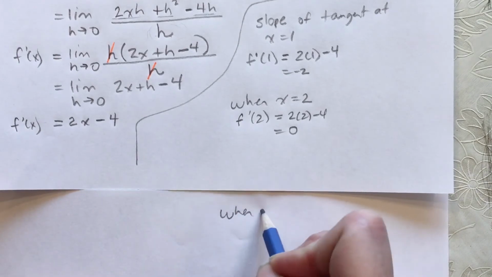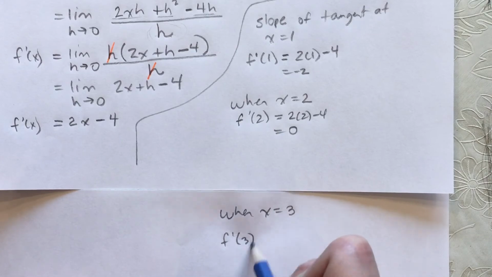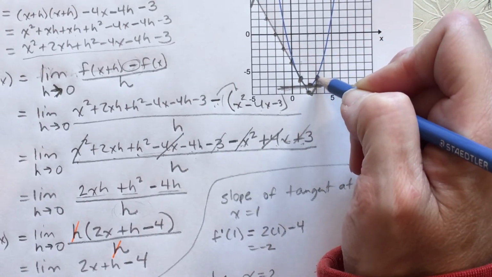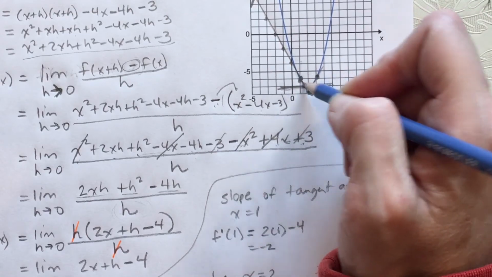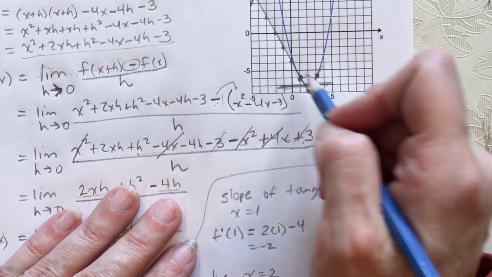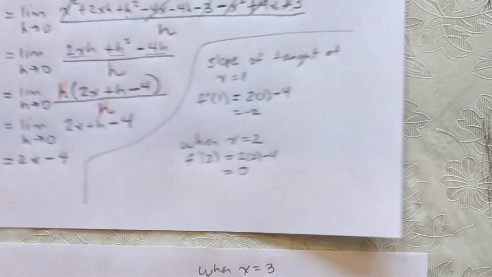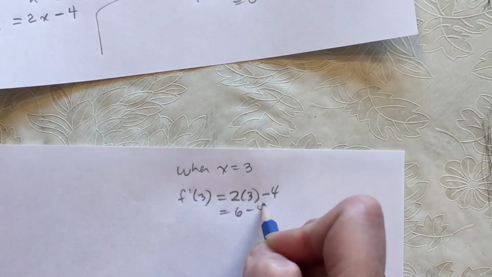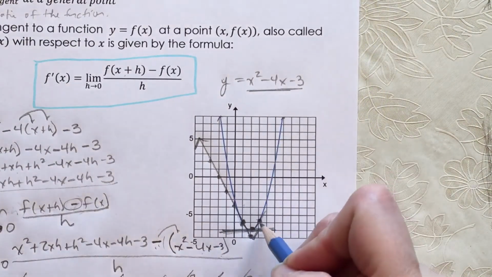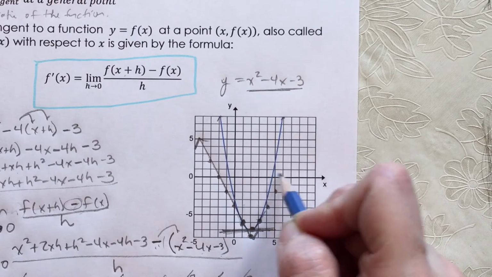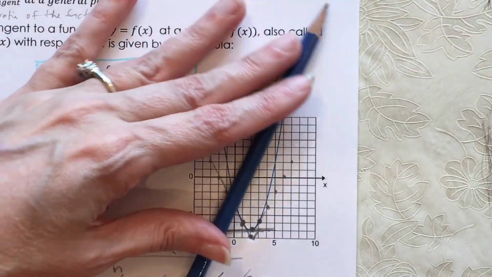So when x equals 3, f prime at 3. Now I'm going to look back at my picture here and do a little guesstimate. When x is 3, my point is down here. So it's going to have a positive slope and it's symmetrical. So I would expect it to be positive 2 because it's right opposite 1, where the slope ended up being negative 2. Let's see though. f prime at 3 is 2 times 3 minus 4, 6 minus 4, which is 2. Makes sense. If we look at our picture, the tangent here has a slope of positive 2, so up 2 over 1, up 2 over 1, up 2 over 1, and then we could draw our tangent in here.